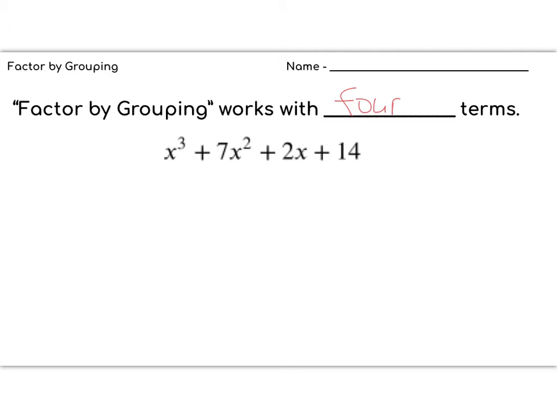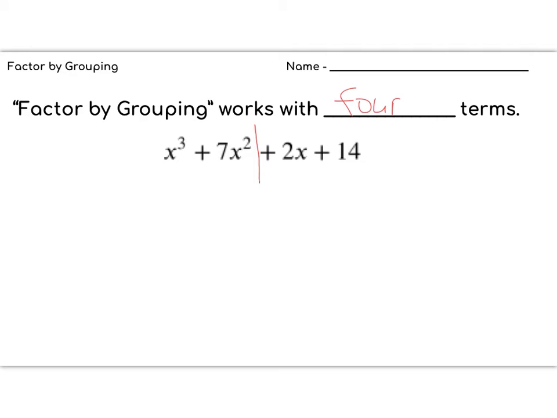So we're going to sort of split right there. Okay, so we've got the first two terms and we've got the second two terms. And you're going to look at the first two terms. I have x cubed plus 7x squared, and you want to see what is common to both of those terms. So you're finding the GCF of both of those terms.